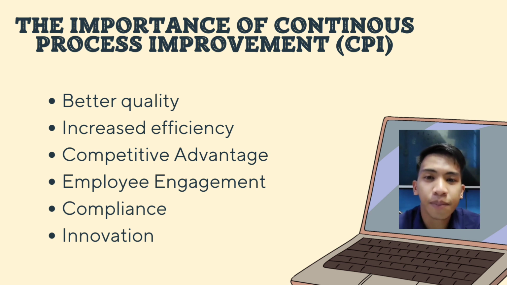And number four is employee engagement. CPI encourages employees to identify problems and suggest improvements which can lead to increased engagement and job satisfaction. And number five is compliance. CPI can help organizations to meet regulatory requirements and comply with industry standards. And number six is innovation. CPI encourages organizations to think outside the box and explore new ideas for improving process. This can lead to innovation and new business opportunities.